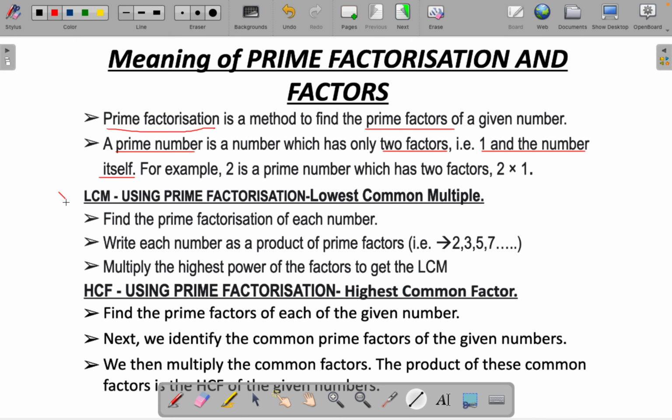By prime factorization, we can find the LCM as well as HCF of more than two numbers. When we talk about LCM, it means lowest common multiple. It has only two steps basically. First, you find the prime factorization of each number, then you write it as a product of primes, right? And after that, you calculate the highest power of the factors to get the LCM. Okay, highest power of each factor, not a common factor, each factor.